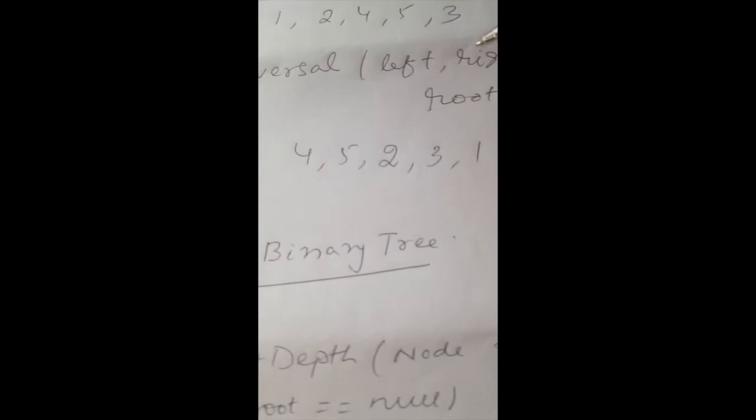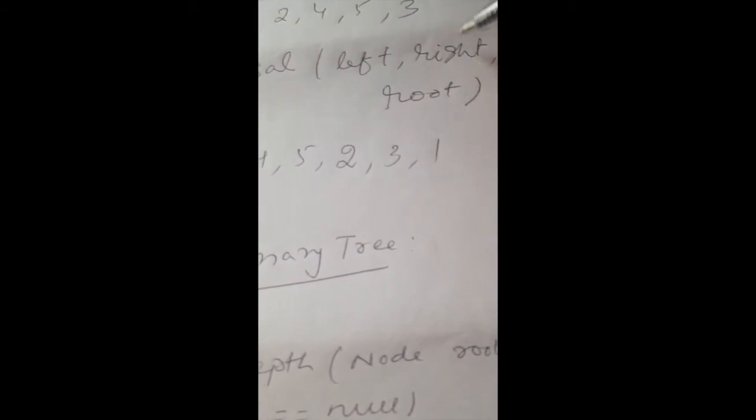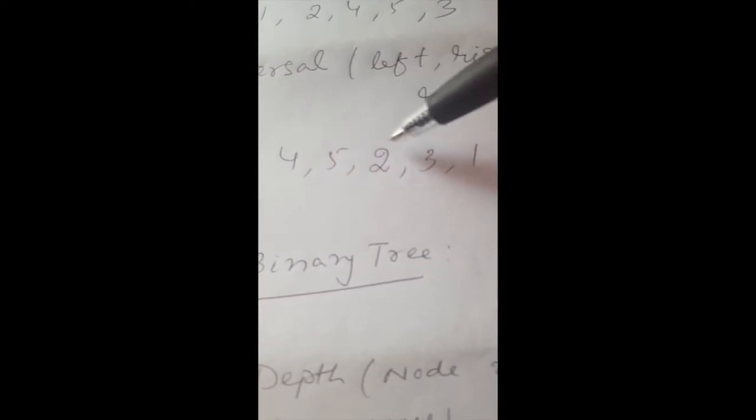If you consider the same example and apply the pre-order traversal to this same tree, you will get something like 1, 2, 4, and 5, 3. Similarly, in case of a post-order traversal, you have to go to the left first, then right, and then at the end the root will be printed. So the output it will print is 4, 5, 2, 3, and 1.